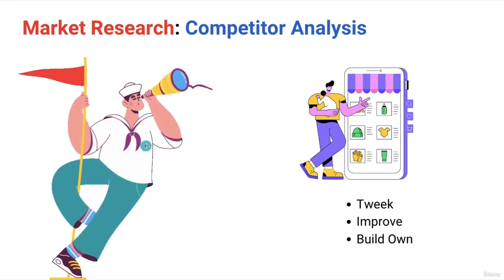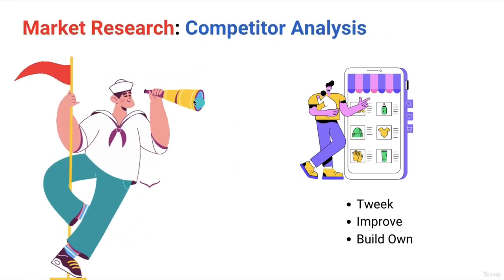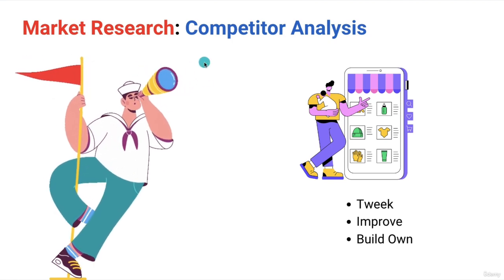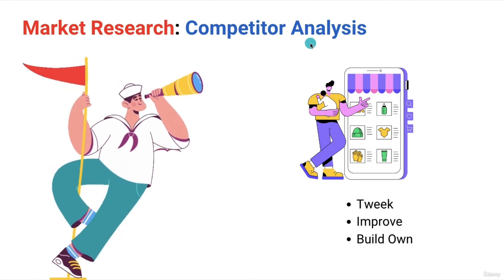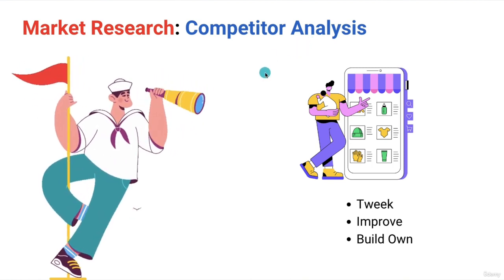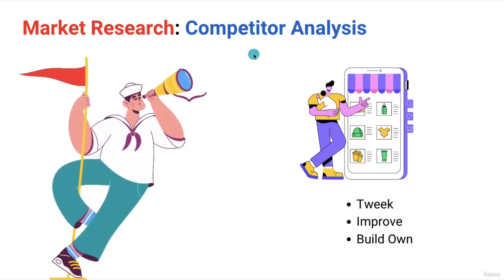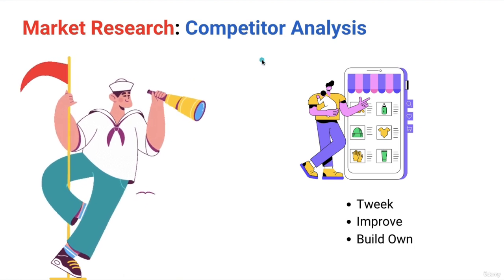So now, how to get ideas. Okay, so the very first method we have is market research. In short, we also call it competitor analysis. So basically we have to see what our competitors are doing and what their weak points are, so we can see their weak points.